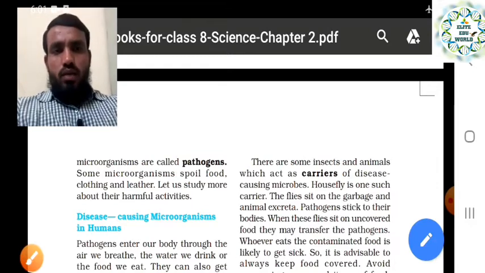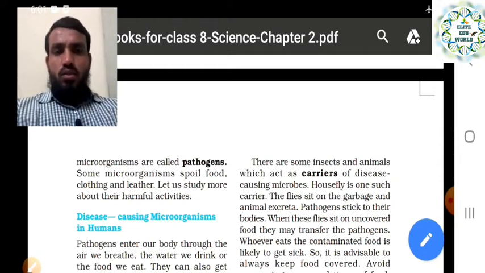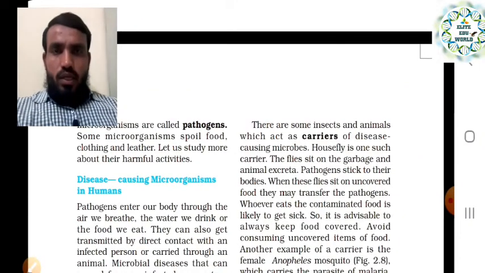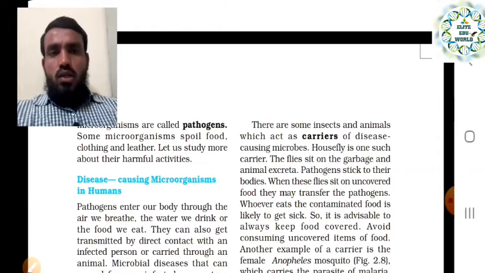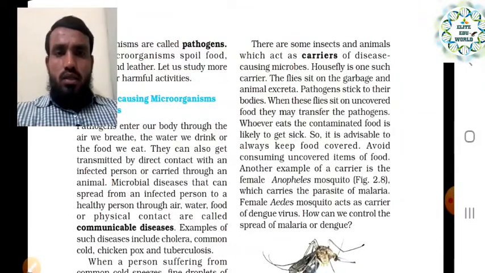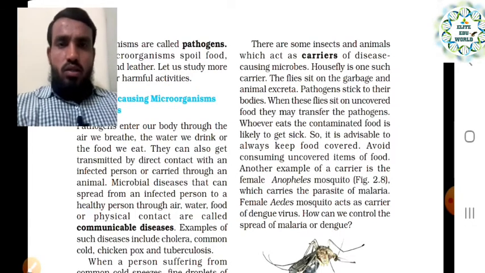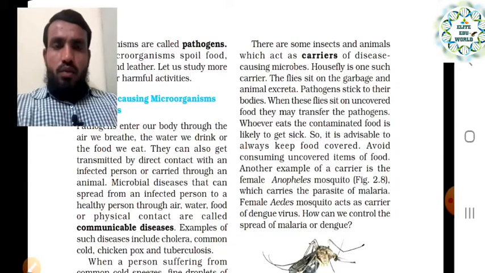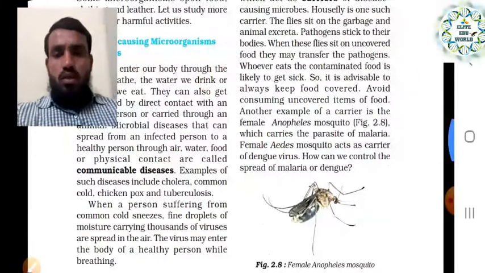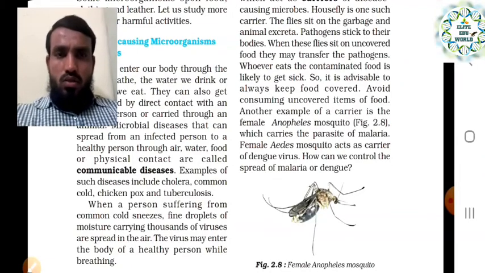Then some microorganisms can also spoil clothing and leather, and we have studied so many harmful activities which can be done by microorganisms. First of all we have seen the disease-causing microorganisms in humans. That is very dangerous because they cause disease inside the human body, as we discussed in our previous chapters or lectures. Diseases are divided into communicable and non-communicable. When we talk about communicable disease, we mean the disease can be transferred from an infected person to a healthy person. This happens only because these microorganisms can transfer or cause the disease in human beings.